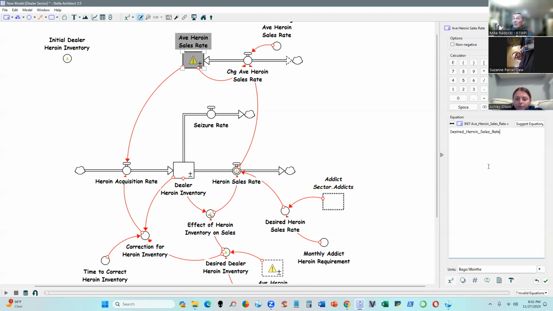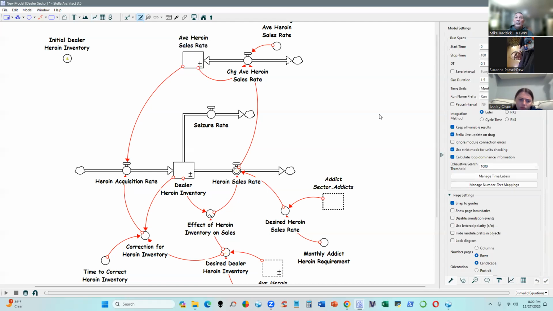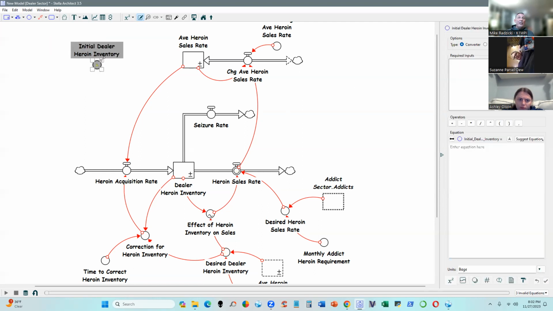In equilibrium, which is what we're after, that's what it's equal to. The sales rate, which gives us the problem, is equal to the desired heroin sales, which is not involved in the loop. So we can use that, and boom, we're good. Problem solved. And then finally over here, initial dealer heroin inventory.